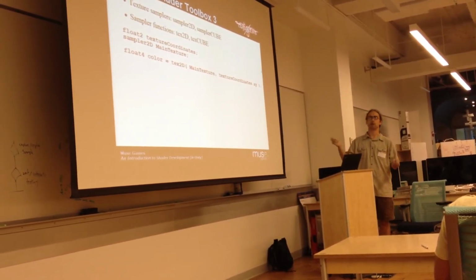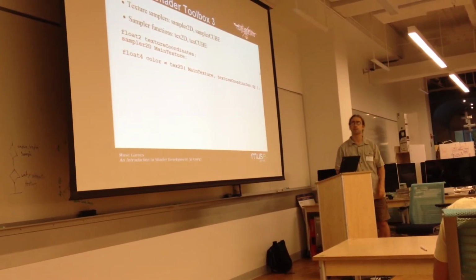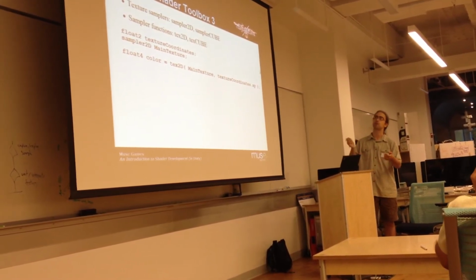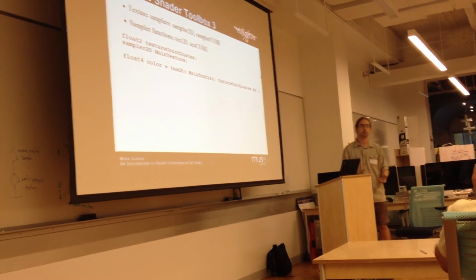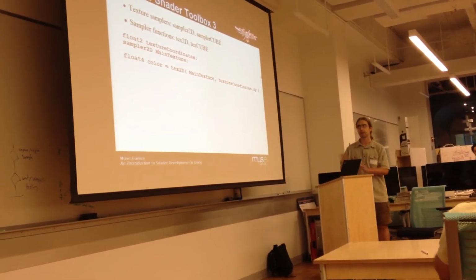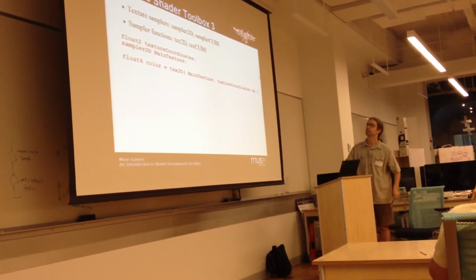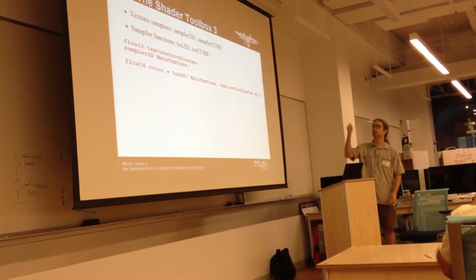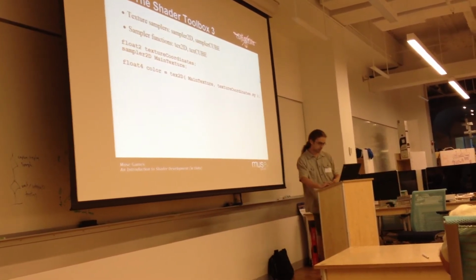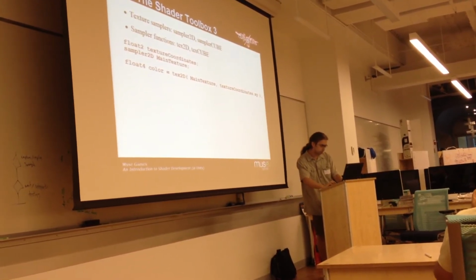Here's a very simple texture lookup. I have a 2-element vector that are my texture UV coordinates. I have this sampler2D object that is referenced to a texture that has been filled in by the engine somehow. And then I just get a float4 color out of that with the tex2D function. Fairly simple.